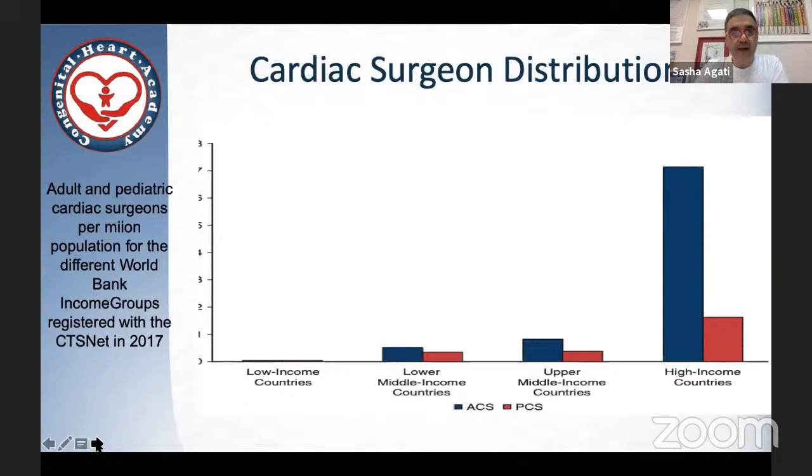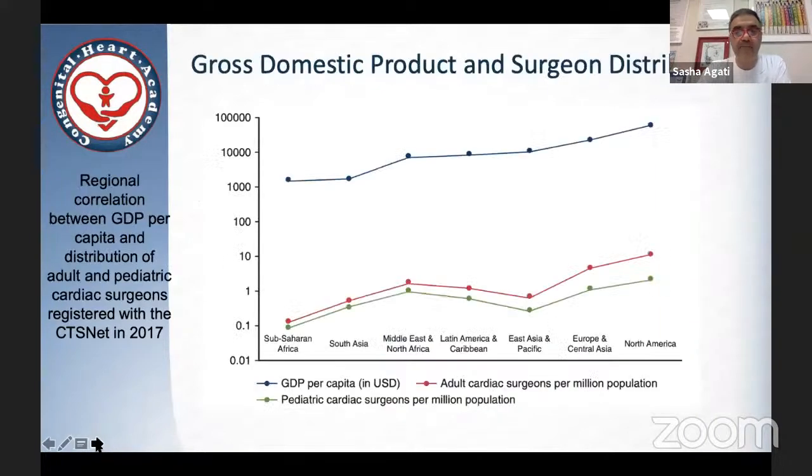Here in this fantastic paper, we can see the numbers: on the left side of the screen, you have the low income countries, and on the right side we have the high income countries, and we can see very easily the difference in adult cardiac surgeons in blue, and in red pediatric cardiac surgeons. We can say that in low income countries we are not able to see either the blue or the red, and we can better understand how the problem arises in this field.